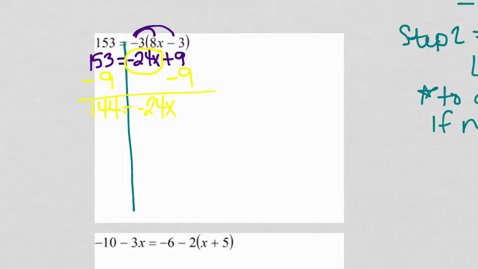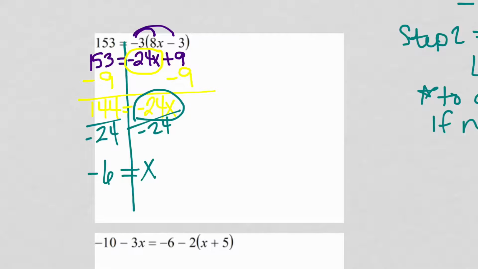Then I'm going to go right back, circle what I'm solving for. How do I get rid of a negative 24 times x? I divide by negative 24. Divide by negative 24. And x equals negative 6. And I'm done.